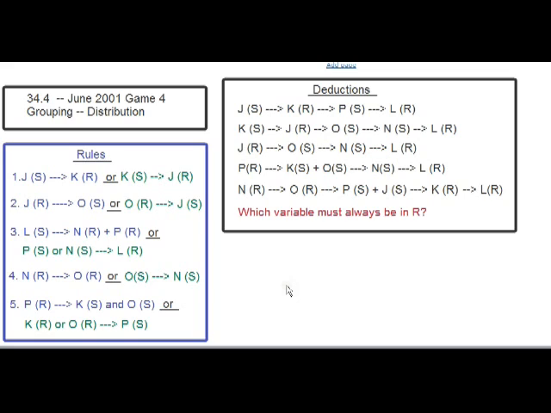Now, I'm not going to draw up the templates, but that's the general idea. So let's follow a couple of these out and see what happens. Let's take the first rule: if J is an S, then K is an R. So I started following that out here.